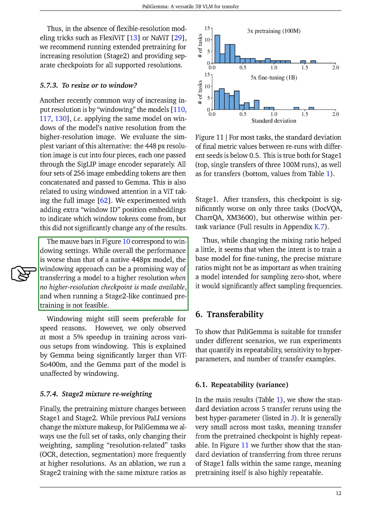While this approach may be useful when higher resolution checkpoints are unavailable, it generally yields lower performance compared to native resolution models. However, windowing could still be preferred for speed reasons, although the speedup observed is limited due to the large size of the Gemma model.